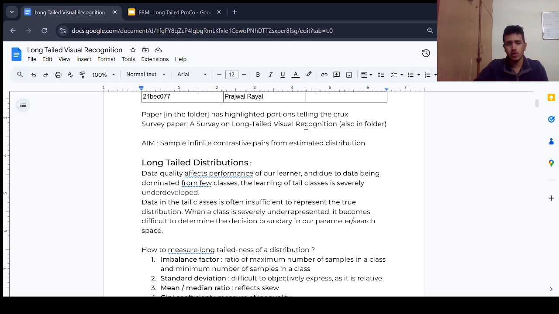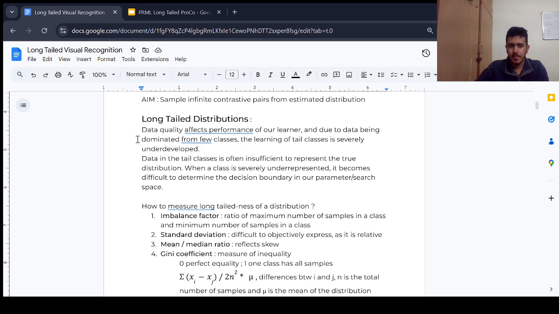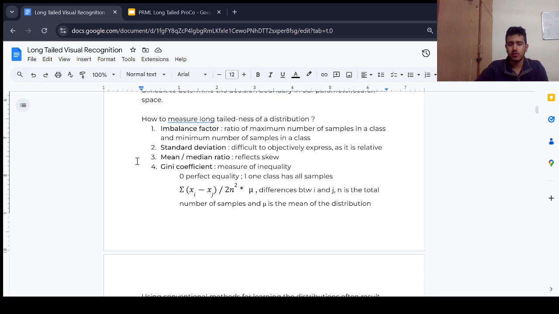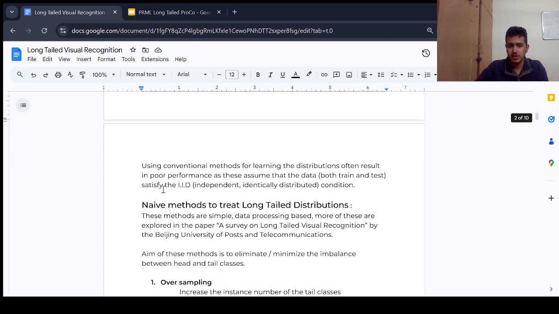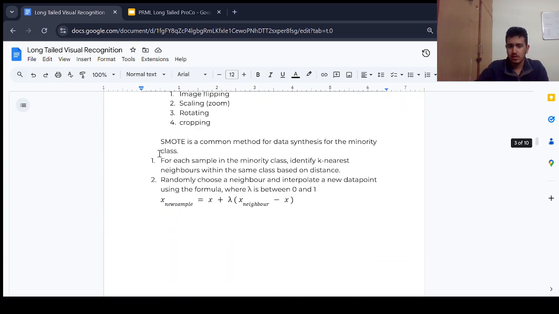It was really fun to go over because it was small and it was really interesting. I also read a literature review paper on this. So as we covered, key long tail distributions have learning of tail classes severely underdeveloped, and data is often insufficient for the tail classes to be learned. We discussed measuring long-tailedness of a distribution, and naive methods we also discussed.